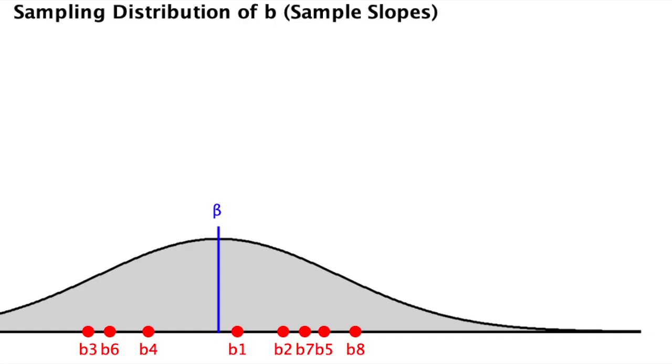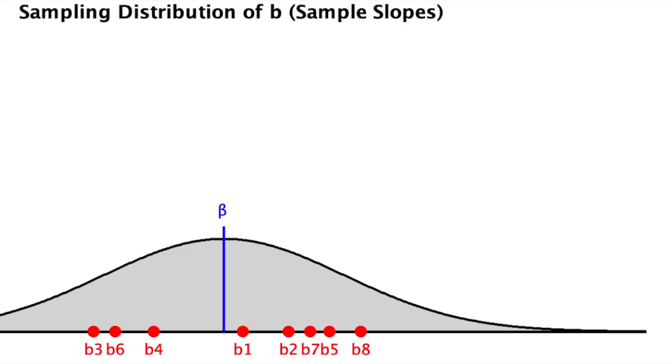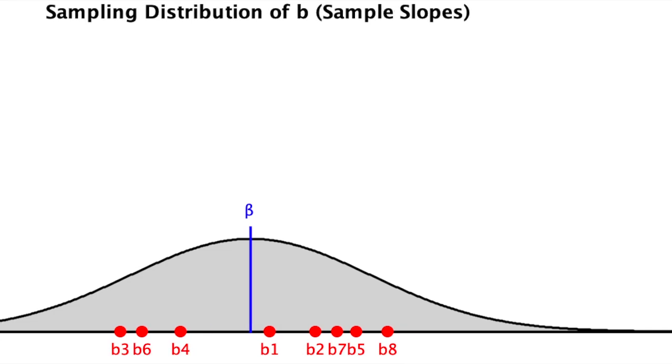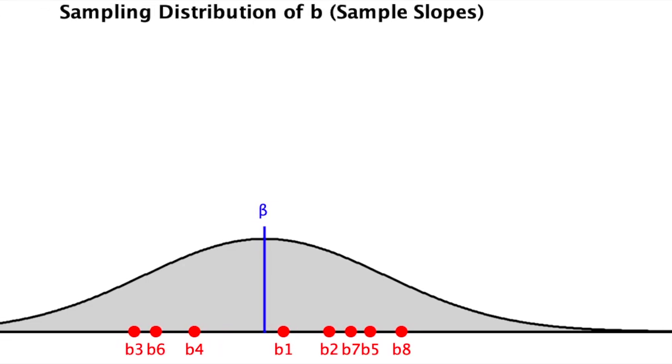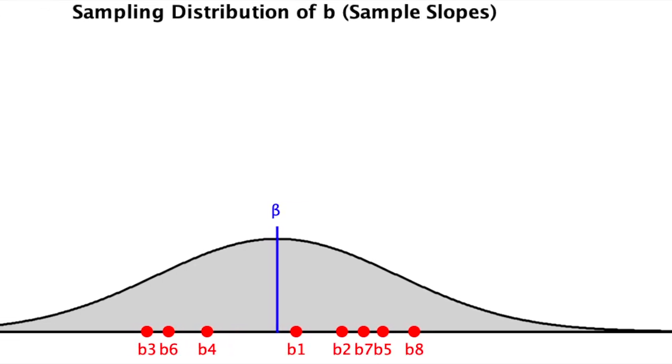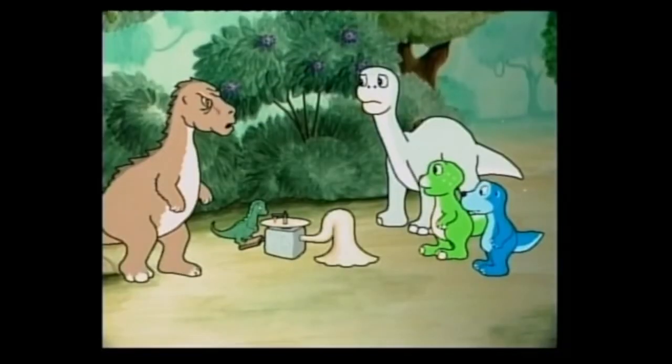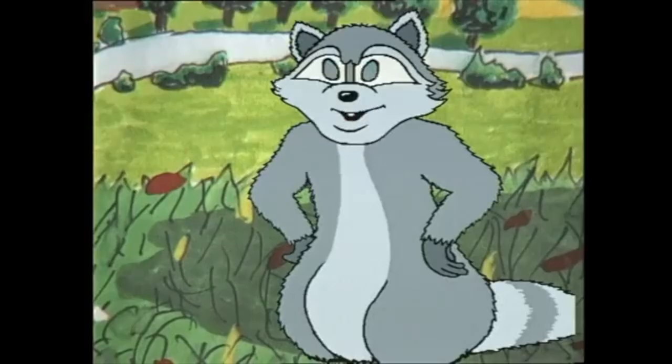In fact, this curve is centered around the true population slope, represented by the beta symbol, and its spread is measured by, you guessed it, the standard error of b. It tells us how much variability we expect in our sample slopes if we keep taking samples. Very important for science! Is it though?